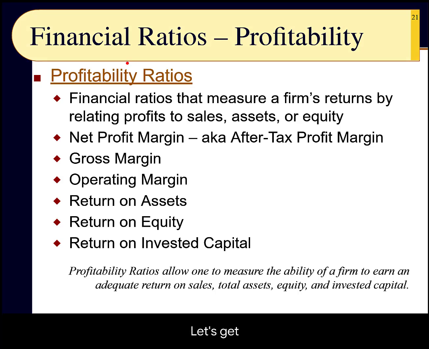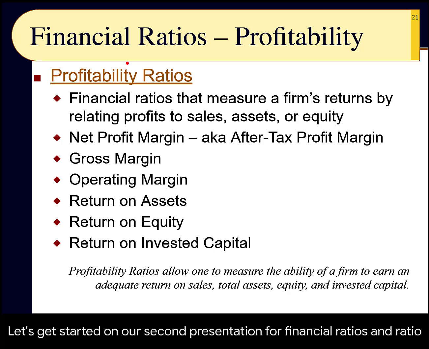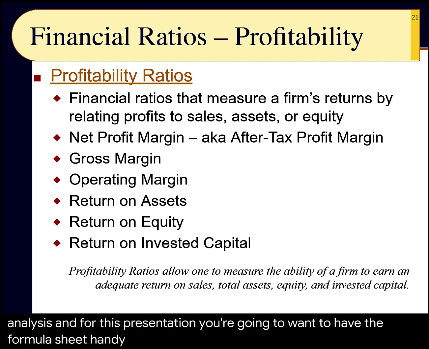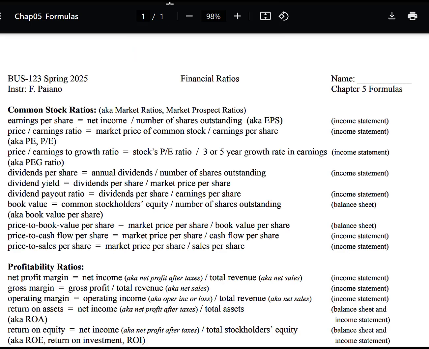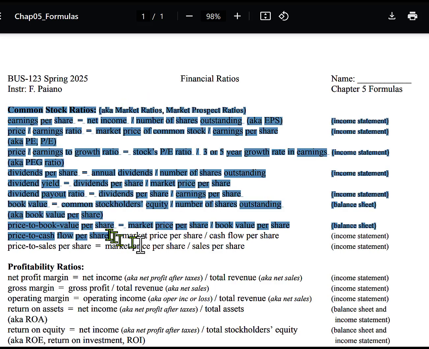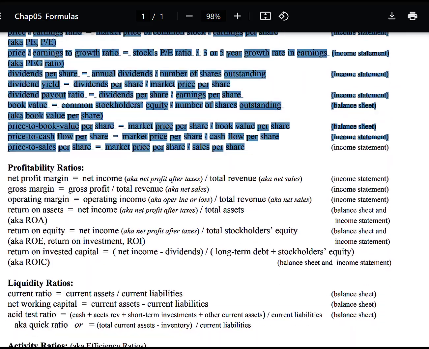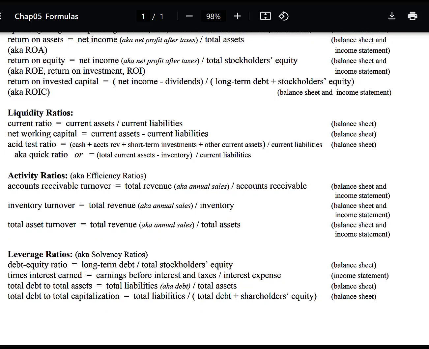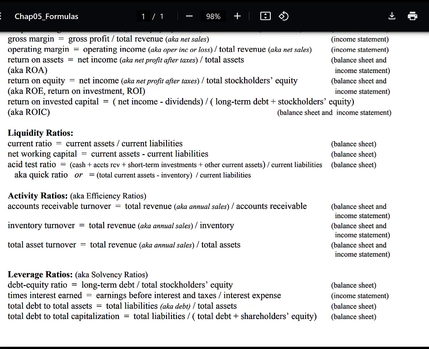Let's get started on our second presentation for financial ratios and ratio analysis. For this presentation, you're going to want to have the formula sheet handy. It's on the website and in Canvas. Here are the common stock ratios that we looked at in our previous presentation, and here are the ratios we're going to take a look at today: profitability ratios, liquidity ratios, activity, and leverage or solvency ratios.